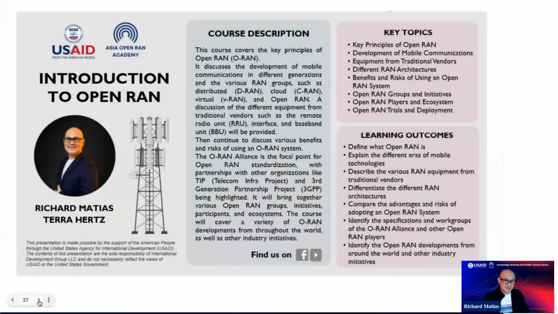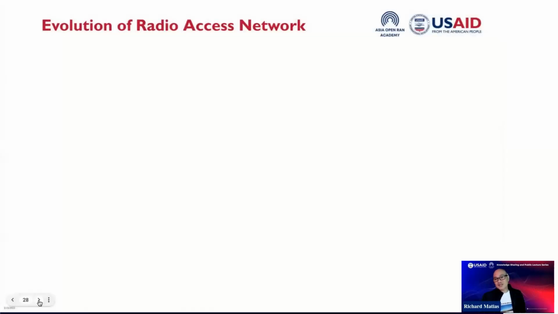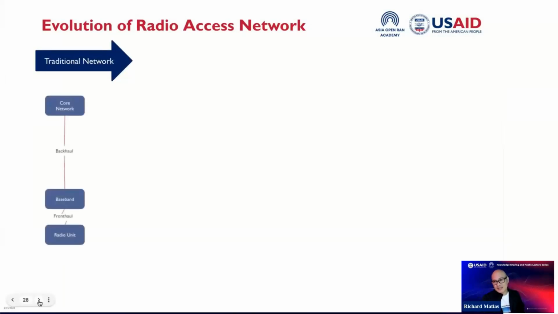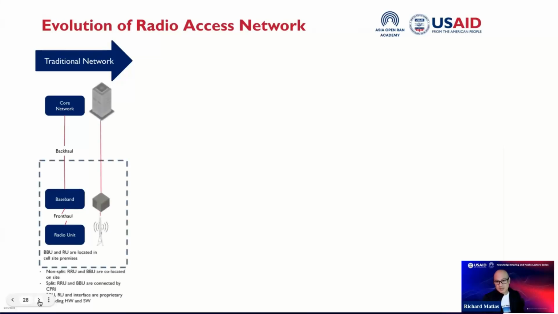And then after 5G, we will have this introduction to Open RAN. Okay, so there's an evolution. There's a long way before we reach the Open RAN era. So we started with the traditional network, in which the site is located, or the equipments are located on site, and it is connected via backhaul network going to the core network. So we call it the distributed network.